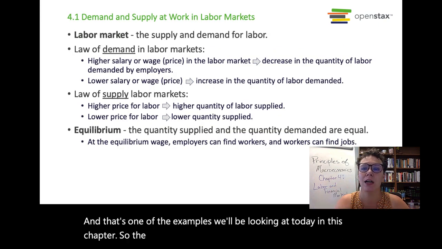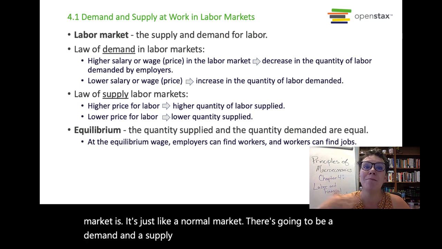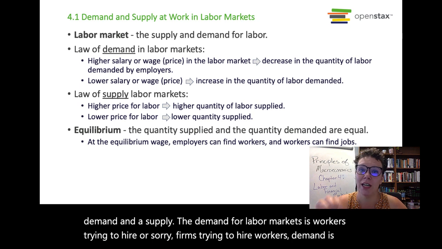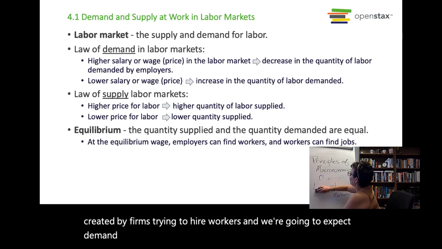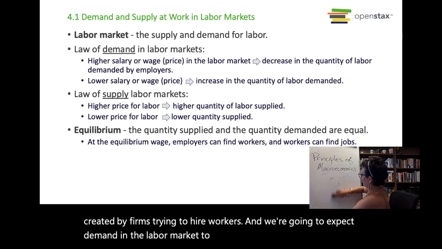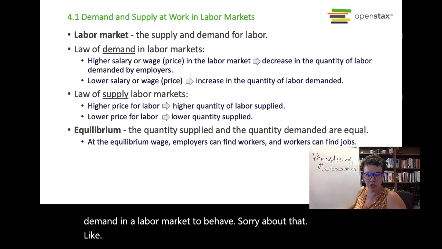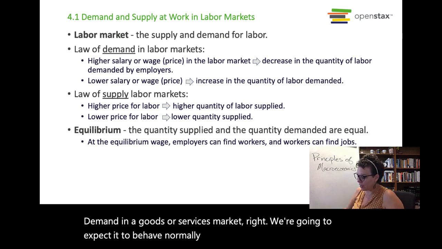So the first thing we want to talk about is what a labor market is. It's just like a normal market. There's going to be a demand and a supply. The demand for labor is firms trying to hire workers. Demand is created by firms trying to hire workers. And we're going to expect demand in a labor market to behave like demand in a goods or services market, right? We're going to expect it to behave normally and obey that law of demand.